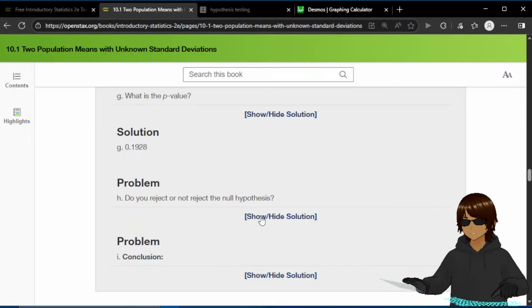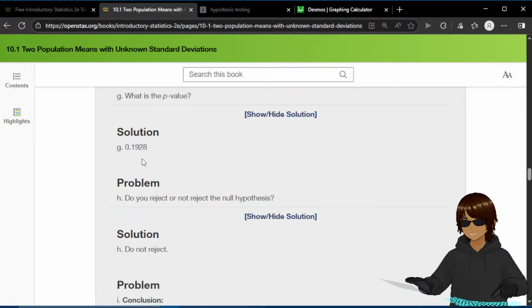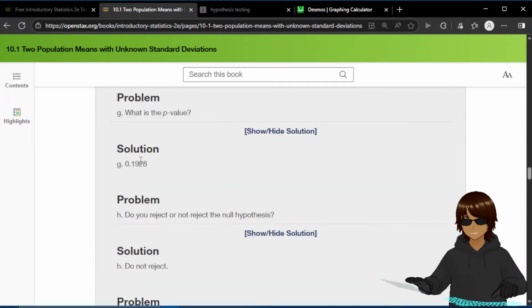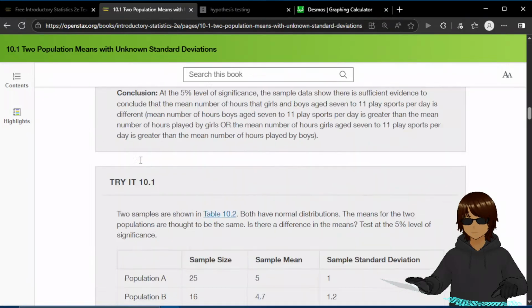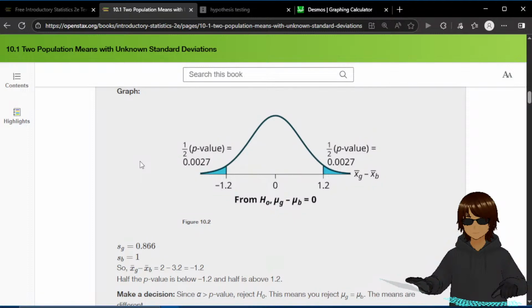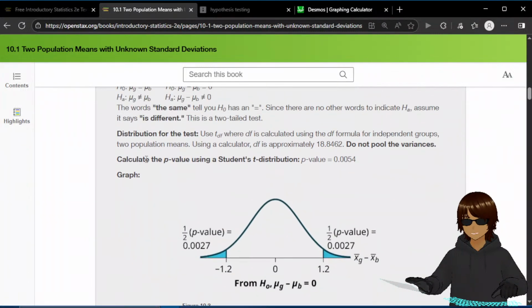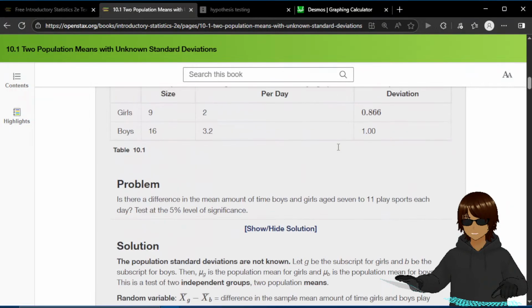Okay, I don't understand how they got 0.1928. Since there's a 1% level of significance, we do not reject. Okay, this I understand. But I don't understand how they're getting 0.1928. I need to see. Maybe they can show the calculation of how they got from here to here.